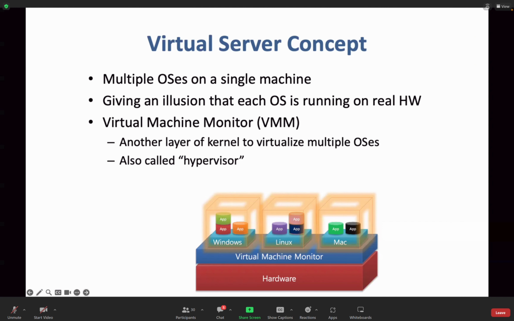Another name for this VMM is hypervisor. Hypervisor is a modern term. VMM is the older term, but we still use that.